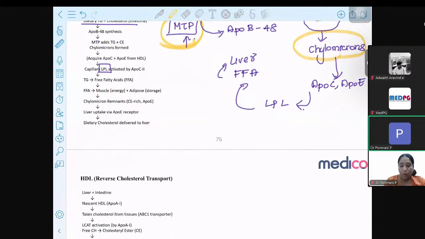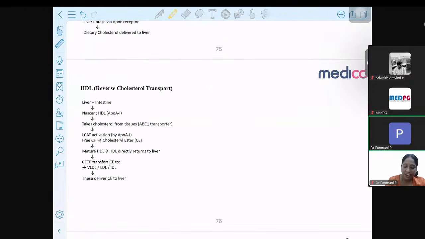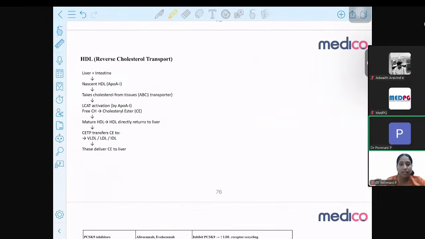Now we will move into something called HDL, that is reverse cholesterol transport. Reverse cholesterol transport is very important for our lipid maintenance in the body. Over there, chylomicrons are formed. Here, what is forming? HDL is forming. How is HDL forming? There is going to be cholesterol which is taken from the tissues.